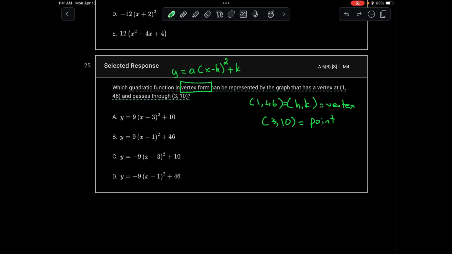Here we are preparing for the STAAR test, and I'm going to try to minimize doing work by hand. Instead, I'm going to plug in one by one and find the vertex and see if they go through the point 3,10. Whichever has vertex 1,46 and goes to the point 3,10, that is going to be the answer. Okay.